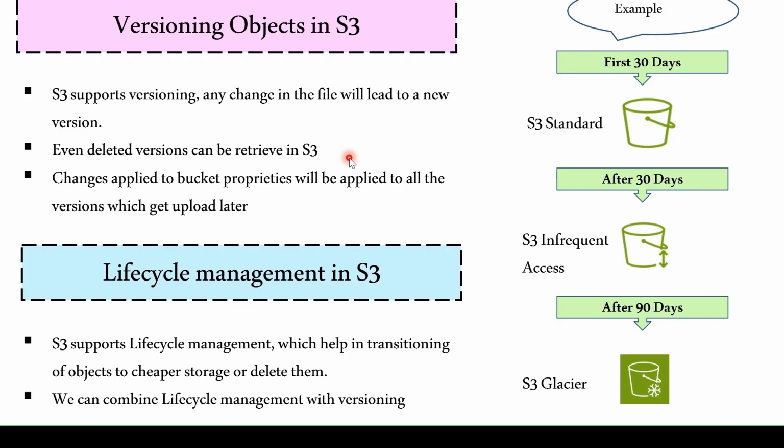Now, suppose by mistake or intentionally I have deleted one of the HTML files. That file won't get removed completely, but it will create a deleted version. So we can always retrieve the deleted data from S3, and that is the beauty of S3. Now the changes applied to the bucket properties will be applied to all the versions inside S3.